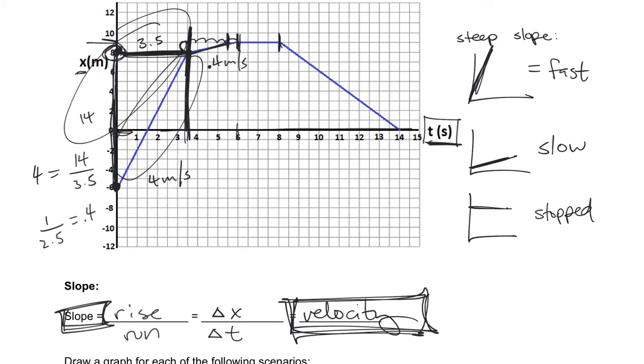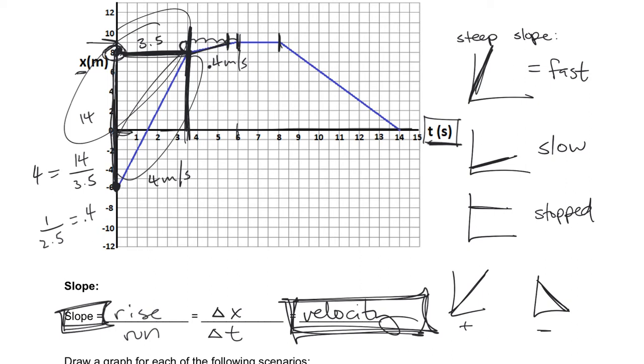Now the other options you have here are you can have a positive slope or a negative slope. You know in math that a positive slope looks like this and a negative slope looks like that. Positive slope is up and to the right and negative slope is down and to the right.